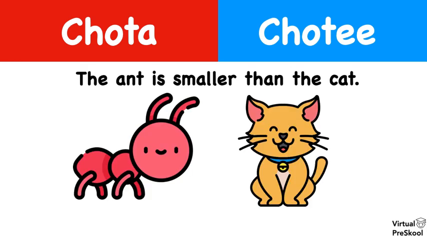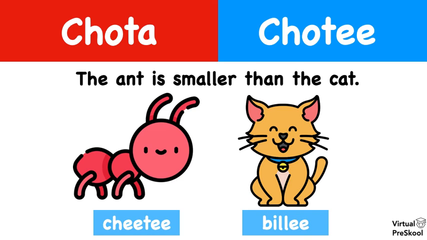All right, let's do another one. The ant is smaller than the cat. Ant in Hindi is cheeti. Cat is billi. So would it be chota or choti that we use? Well, the sentence is about the ant. An ant is cheeti. So then we would use choti. So how would we say the ant is smaller than the cat?